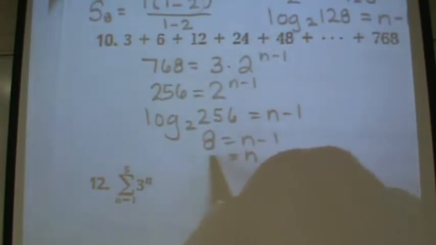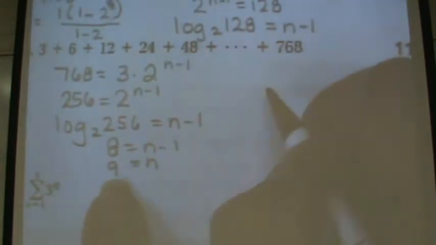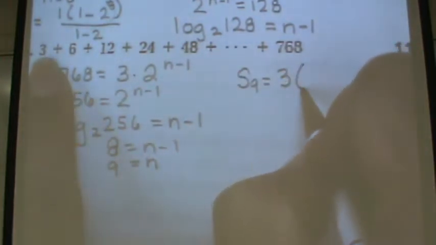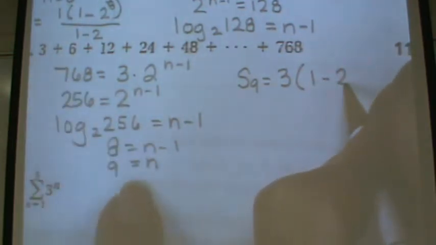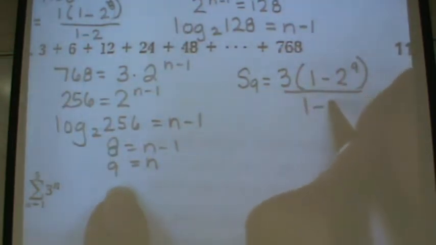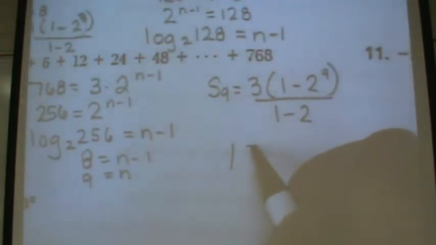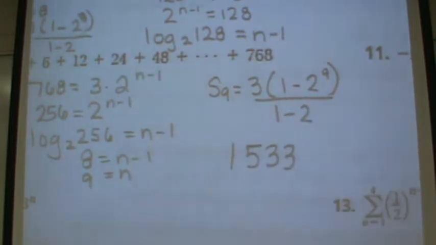Yes or no? 9. So now you're adding up 9 terms where the first term is 3. The R value is 2. 9 terms over 1 minus R. So you have 3, parenthesis, 1 minus 2 to the 9th power, all over negative 1. What'd you get? Did you get 1533? Yeah. Okay, good. One more on that set.